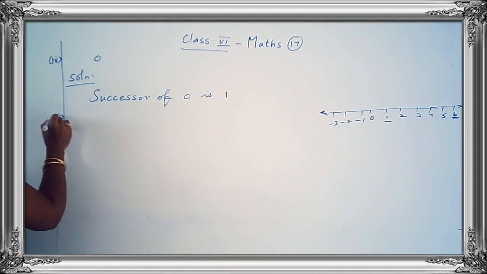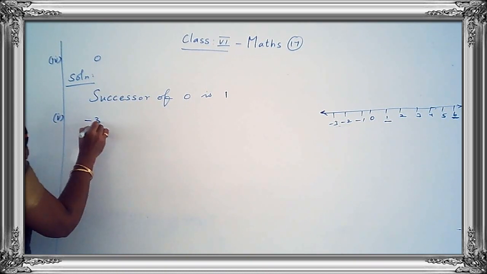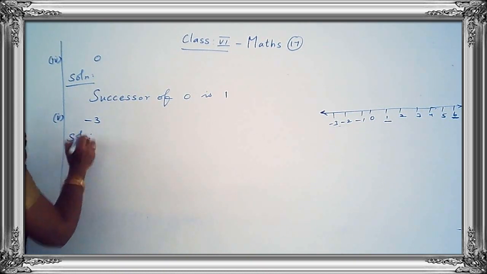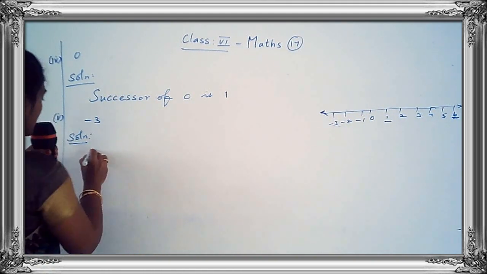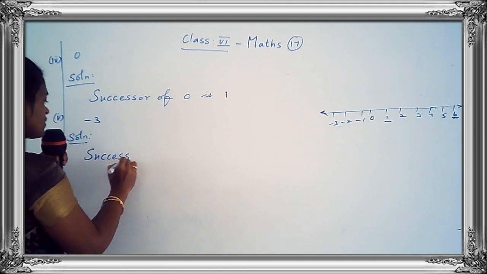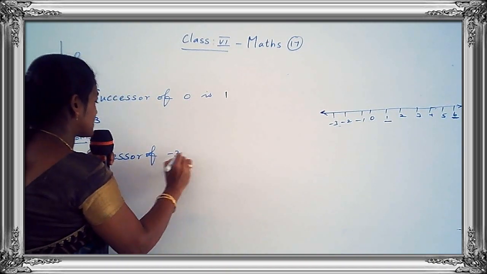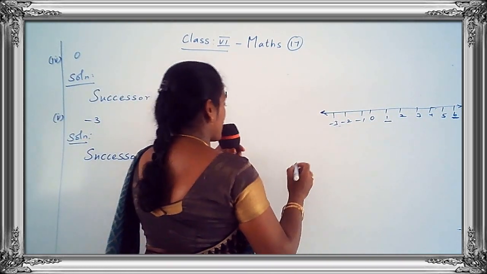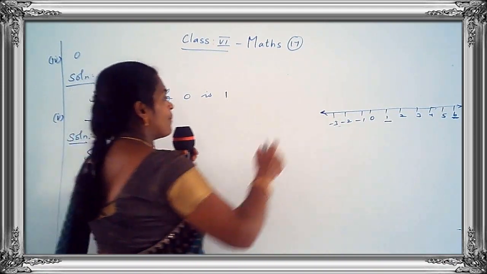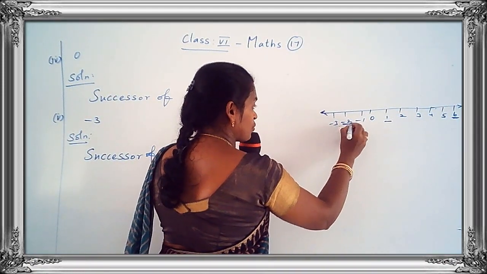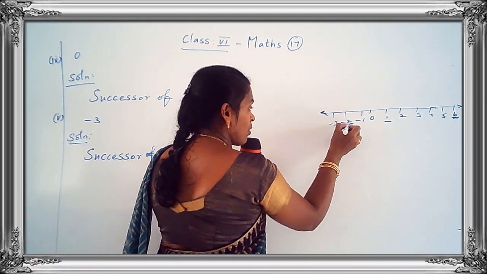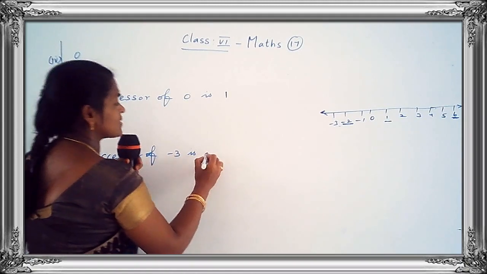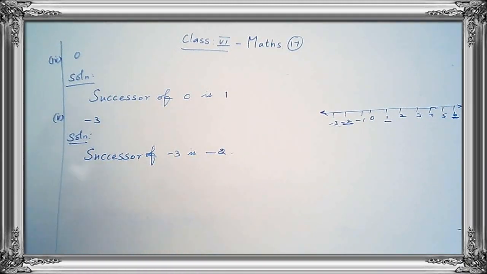Next question. Minus 3. Minus 3. What is the answer, say? Successor of minus 3. Successor of minus 3 is, which number is right side of minus 3? Minus 2. Okay, minus 2 lies on the right side of minus 3. Okay, children. So the successor of minus 3 is minus 2. Okay, clear? Clear, children? Yes.